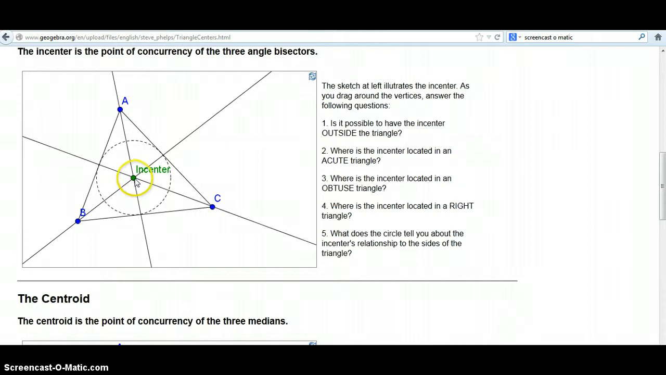So if I draw a radii in this circle, it would go from the incenter and touch this side. And if I drew another radius, that would go from the center and it would touch this side. I could draw another radius that goes from the center and touches this side. All those radii are going to be congruent to each other. So that means that this incenter, this point, is equidistant from the sides of the triangle. So this circle tells you that the incenter is equidistant, or the same distance, from the sides of the triangle.